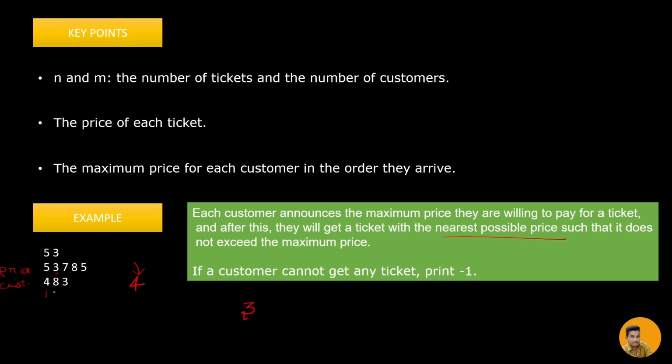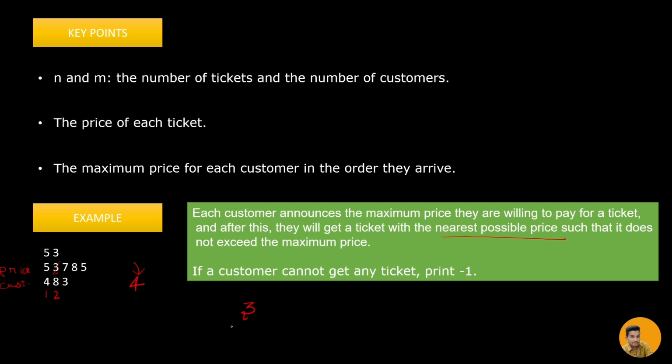Now the second customer arrives, and he can afford up to a maximum of 8 units. So I can give 8 or 7, 6, meaning the nearest possible price. So we'll see. I can give 5 also. 3 I can't give because it is given to the first customer. I can give 7 also. I can give 8 also.